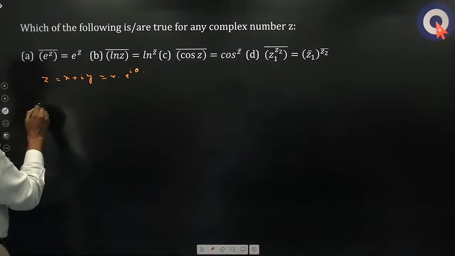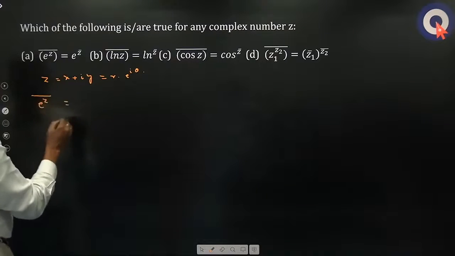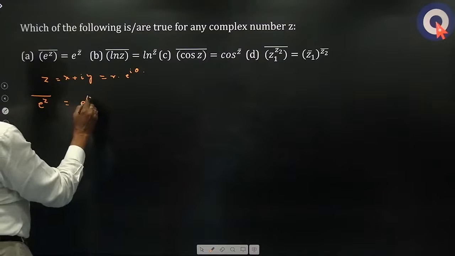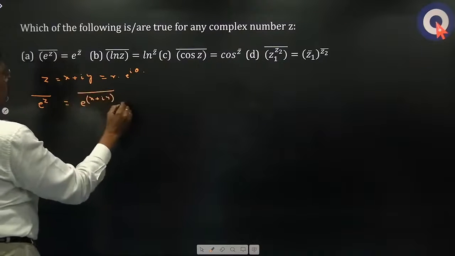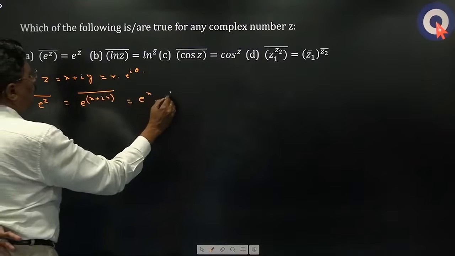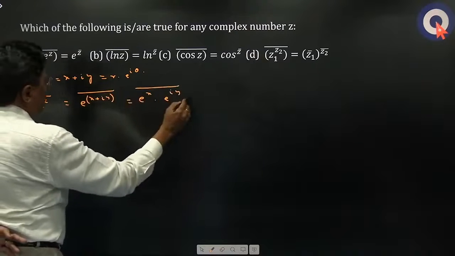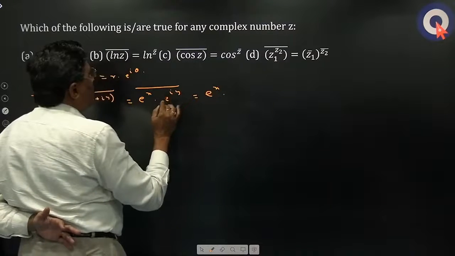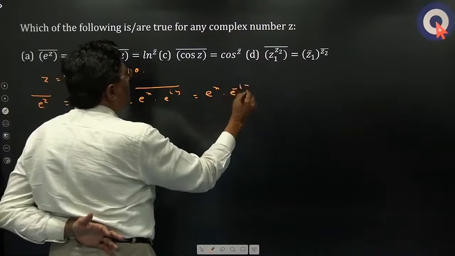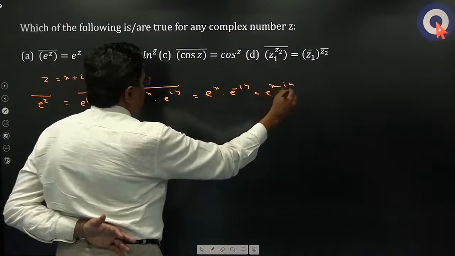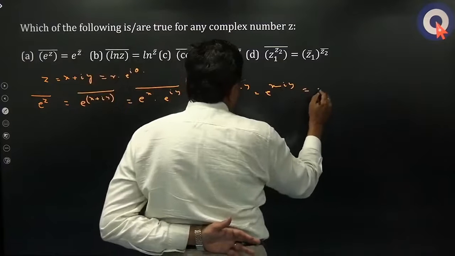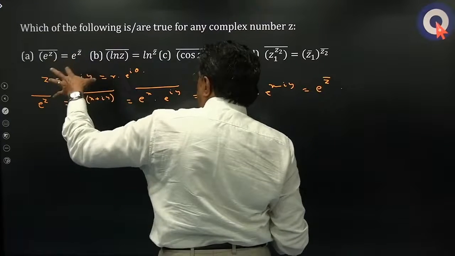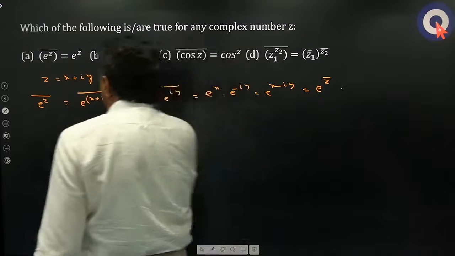So conjugate of e power z. z is x plus iy, so this is the conjugate of e power x into e power iy. Conjugate, e power x is real, and the conjugate of i is minus i, so e to the power of minus iy. This becomes e power x minus iy. x minus iy is z bar, so e power z bar. Therefore the conjugate of e power z is e power z bar. So option A is correct.